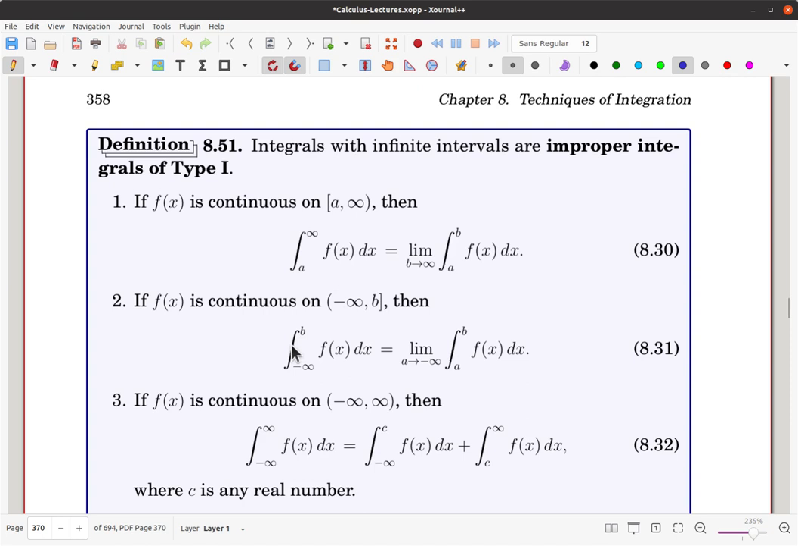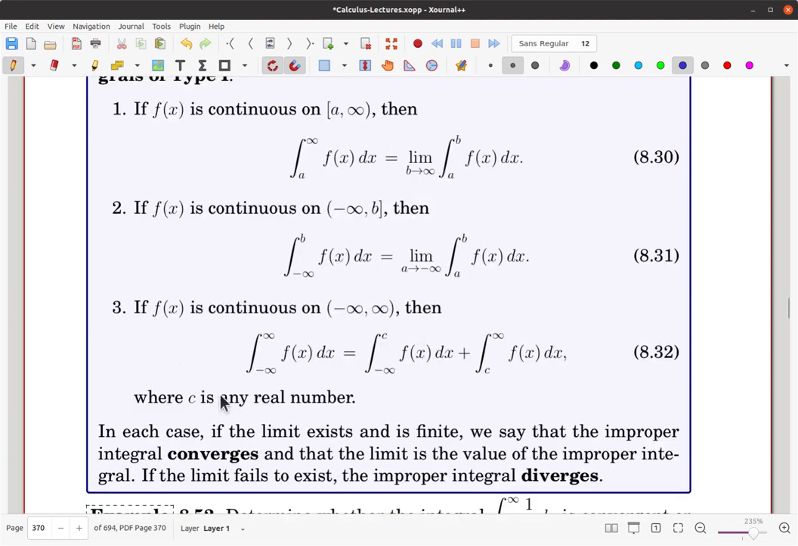And also, once f is defined up to negative infinity, then here the integral is along with a variable a, and after getting this integral, we take a approaches minus infinity. Once the limit exists again, then we get the value for this integral.